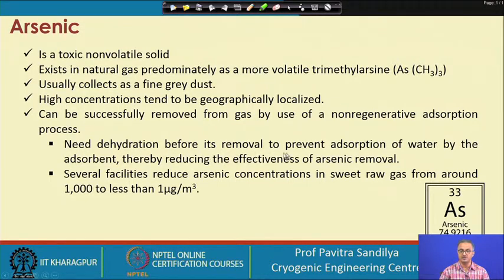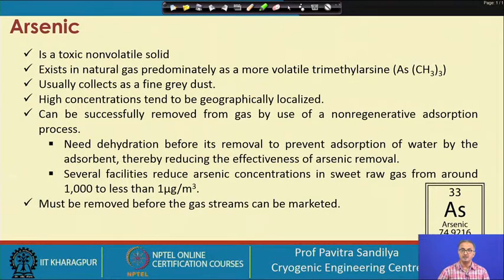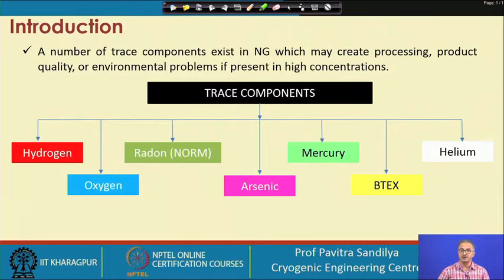It needs dehydration before its removal to prevent water adsorption, because if water is not removed before arsenic removal, when the gas goes through the adsorption column, arsenic is present in a low amount and water is present in a high amount, so the adsorbent will be collecting more of the water than arsenic. We will not be able to separate the arsenic from the natural gas. Several facilities reduce the arsenic concentrations in sweet raw gas from 1000 to less than 1 microgram per cubic meter, and the arsenic must be removed before marketing the gas.